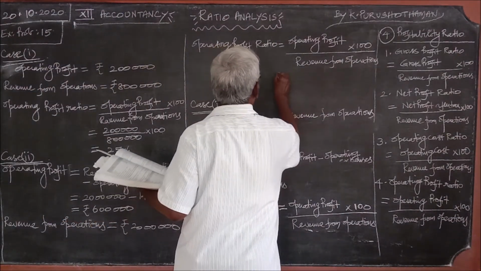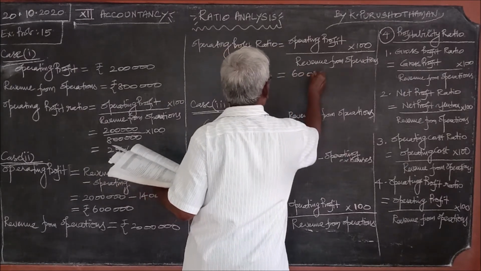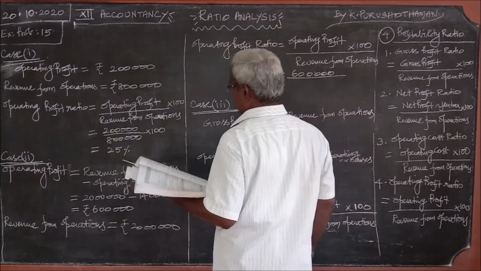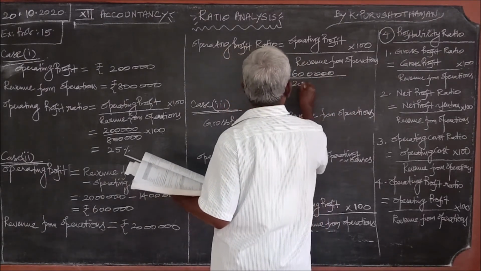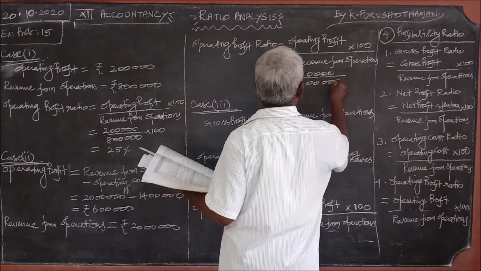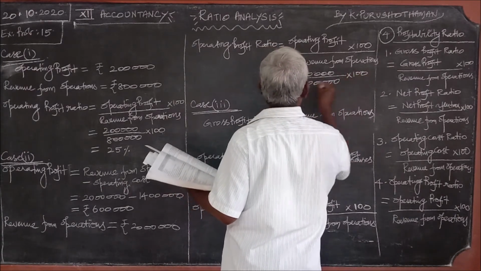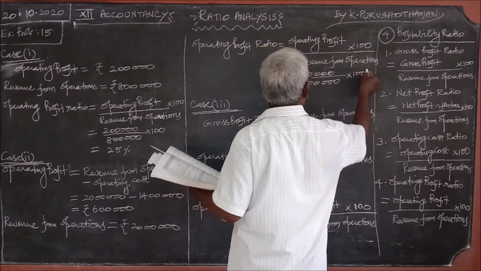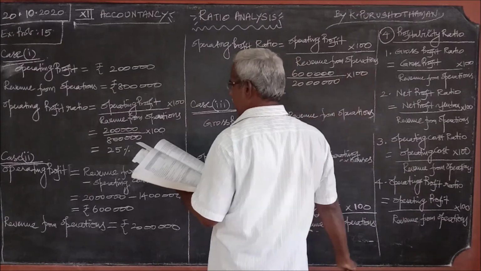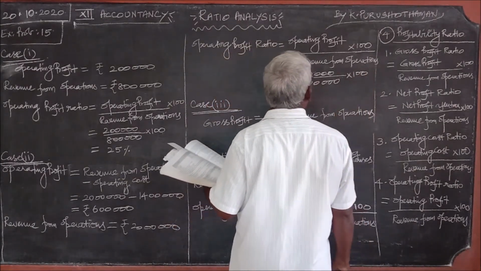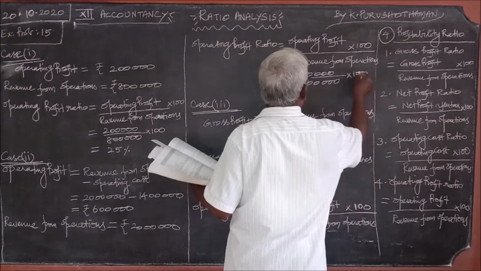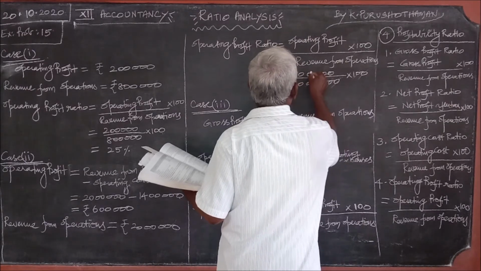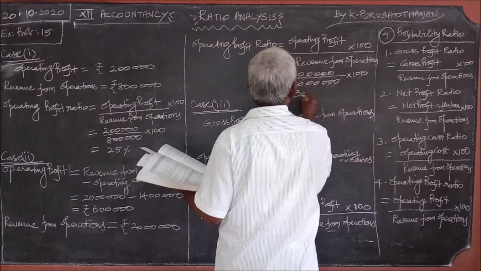So this is equal to 6 lakhs by 20 lakhs into 100. If you simplify these values, this is equal to 2 zeros, 1, 2, 3, then one more 0. 60 by 2, 30%.